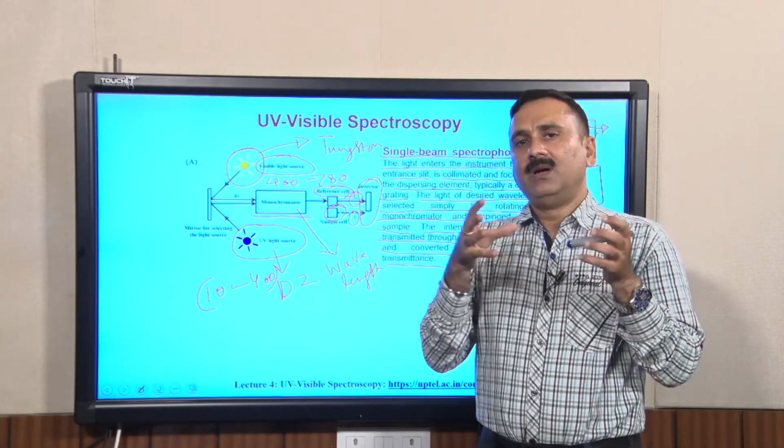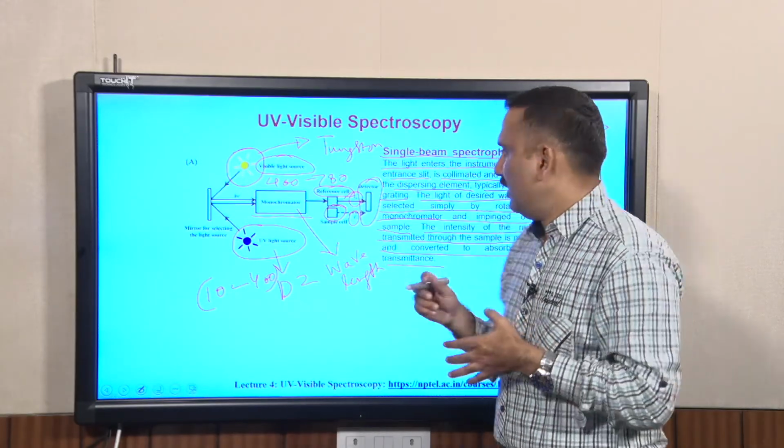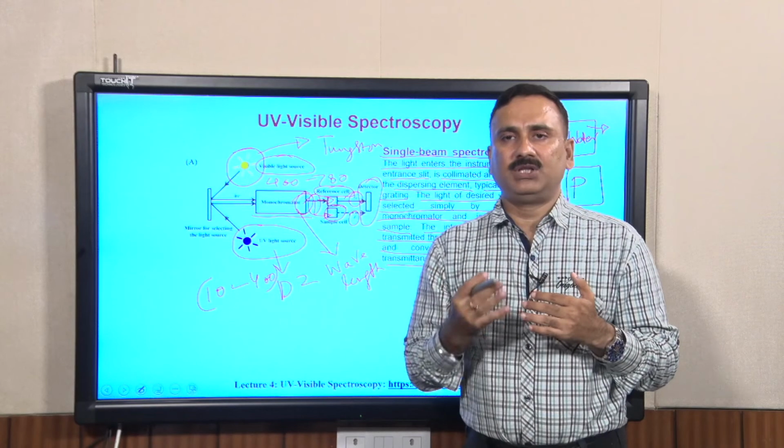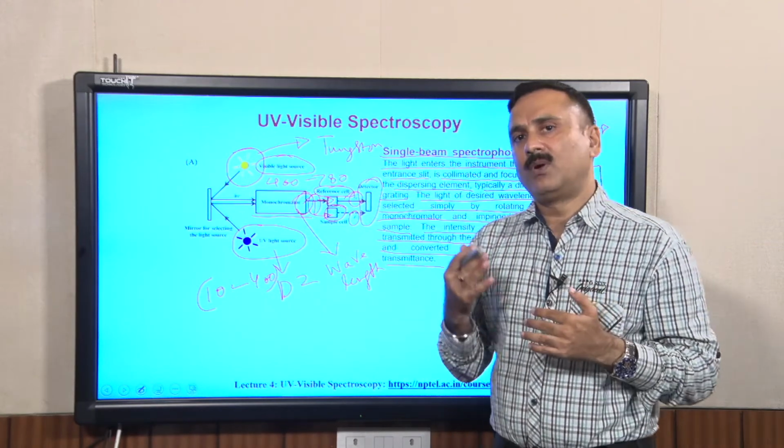To avoid that, people have developed the double beam spectrophotometer. What you can do is split the beam into two parts: one will go to your sample and one will go to the reference cuvette. So, irrespective of whatever happens to your intensity, it will affect both. In that case the background subtraction is going to be more and more accurate.